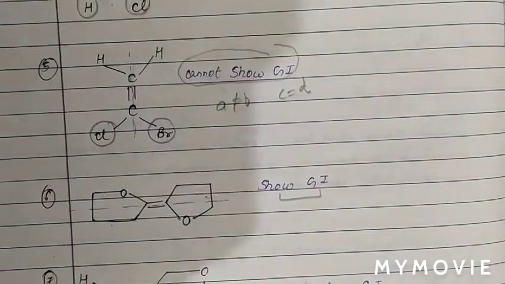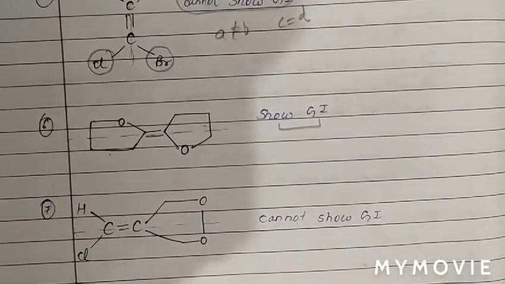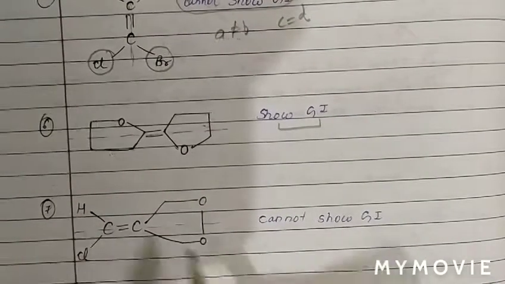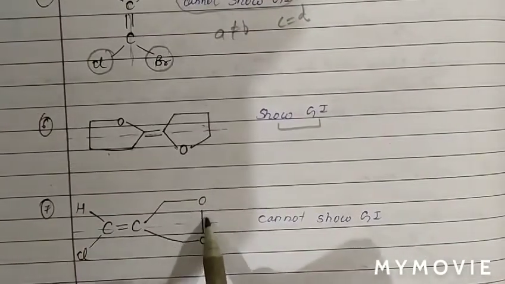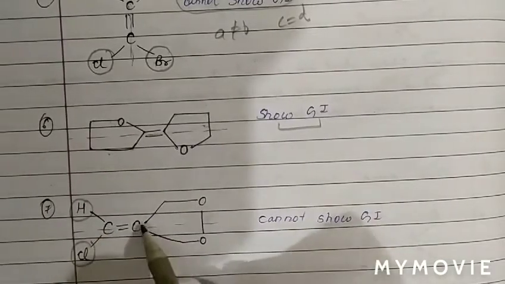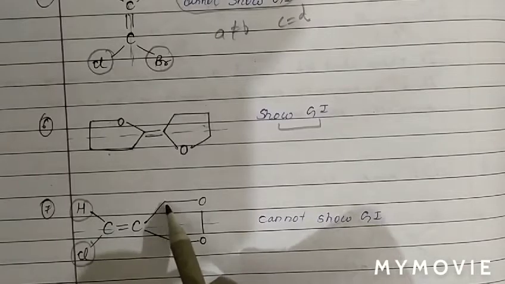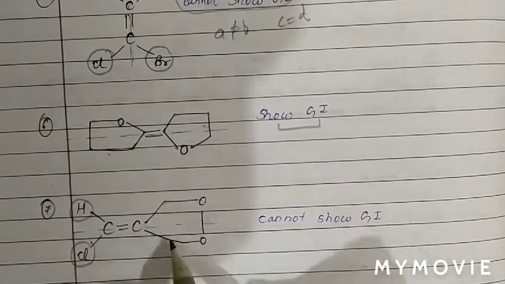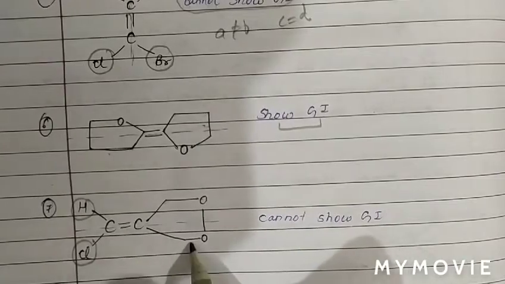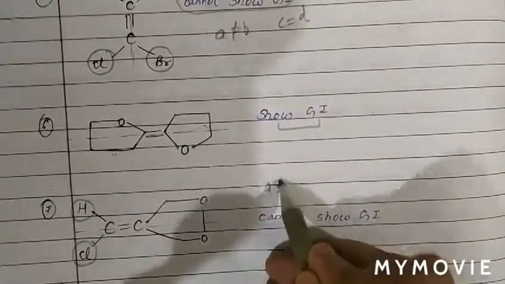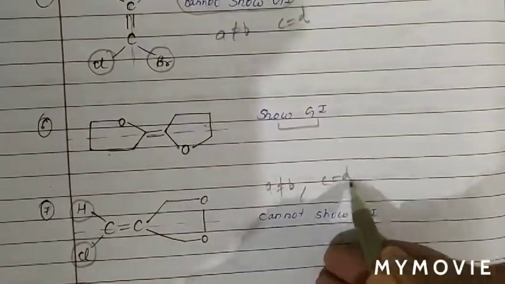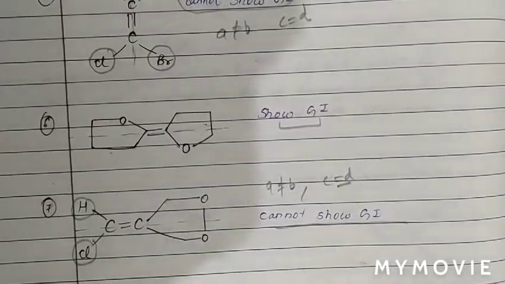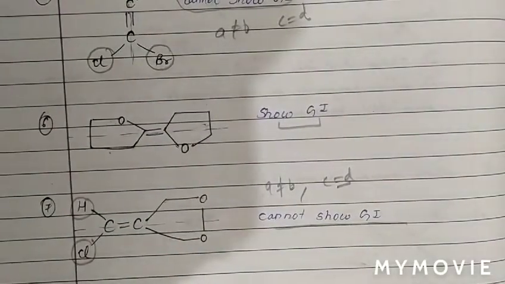Now see the next. We can see when we cut across this carbon-carbon bond, A is not equal to B, and when we cut, above the plane is oxygen-carbon, below is carbon-oxygen. So basically C is equal to D. So A not equal to B, but C is equal to D. Therefore it cannot show geometrical isomerism. So these are the conditions for geometrical isomerism.